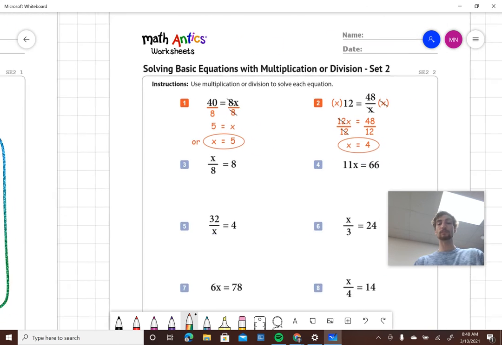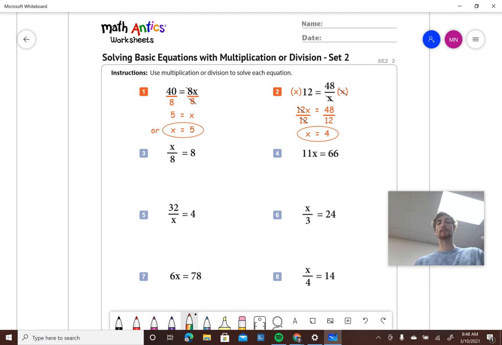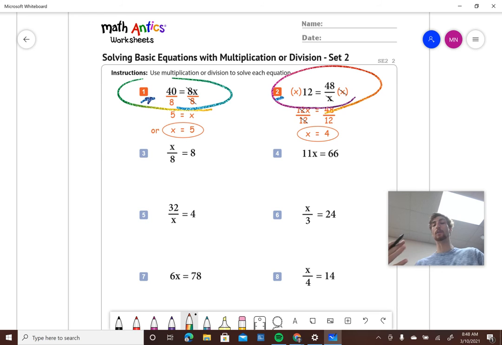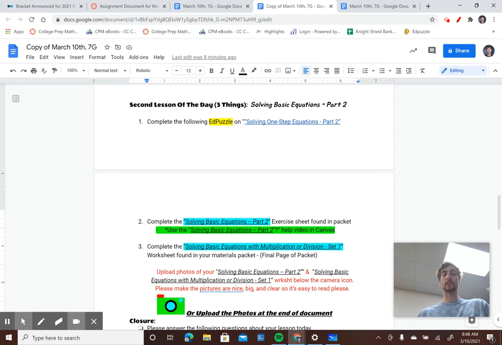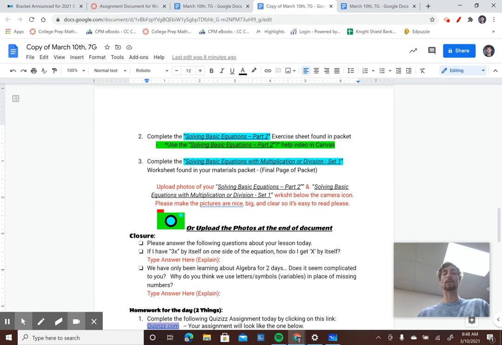And then for some extra credit, some extra help, you're going to complete all of these problems on set 2. And pay attention to questions 1 and 2 because they help you out. They give you examples of how you can complete the rest of the problems. All right, so after you complete that, you're going to insert your pictures here of your completed worksheets.